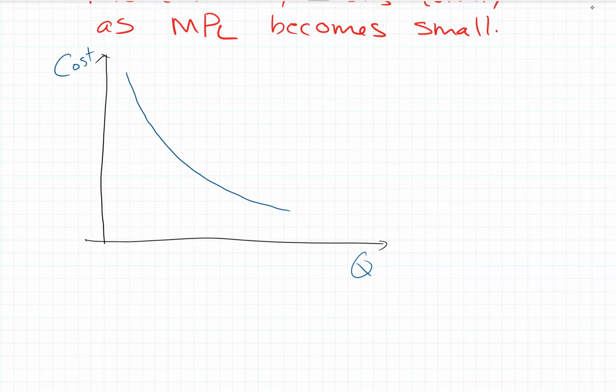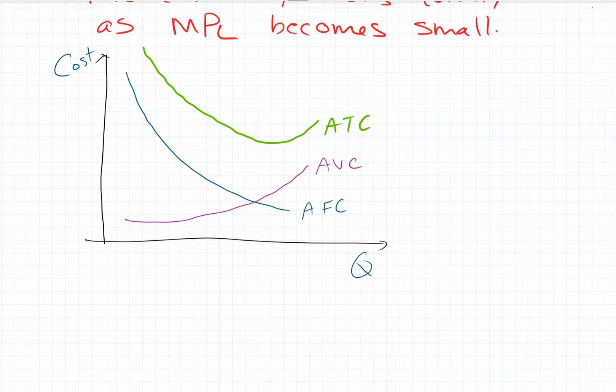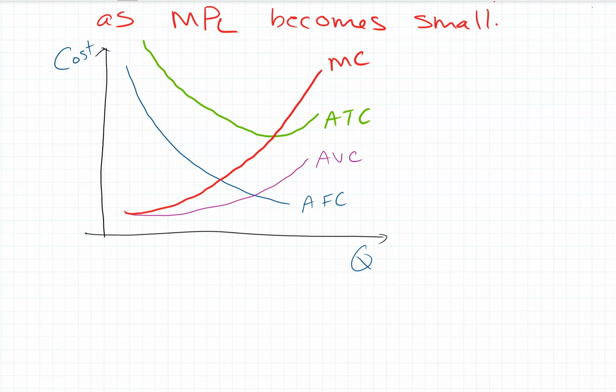Our average fixed cost is falling. Our average variable cost is rising, right? Our average total cost, which is these two added together, takes on this kind of U shape. And our marginal cost, which I'll put in red, starts here. So I'll come back to the next video and talk about this relationship between the marginal cost and average cost. Let's go ahead and take a break here.